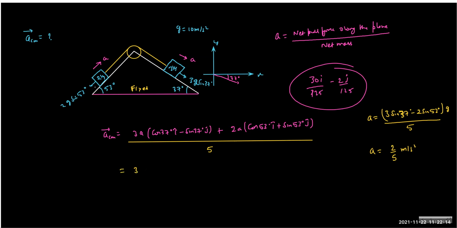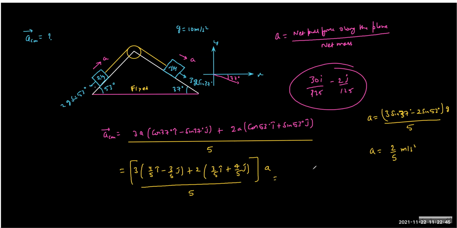And now it is all a matter of a rearrangement of these terms. So 3 into cos 37 is 4 by 5 i cap minus 3 by 5 j cap, plus 2 times of 3 by 5 i cap plus j cap, and the entire term should be multiplied with A.